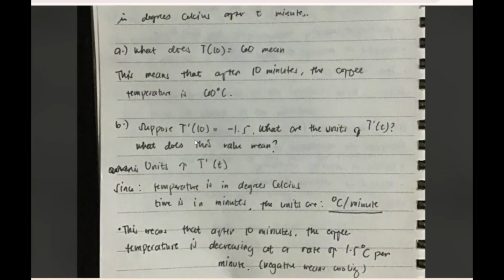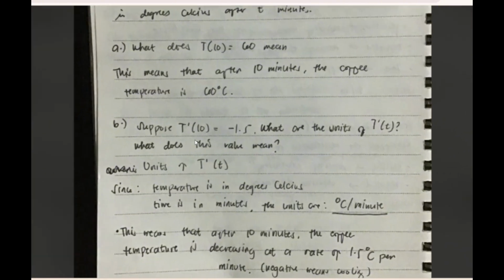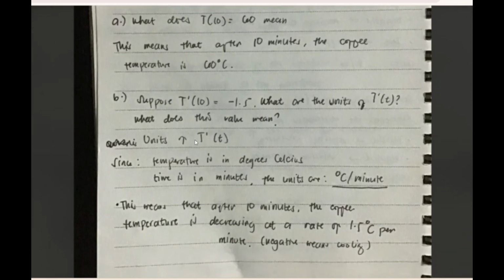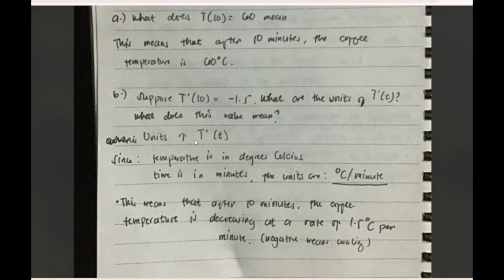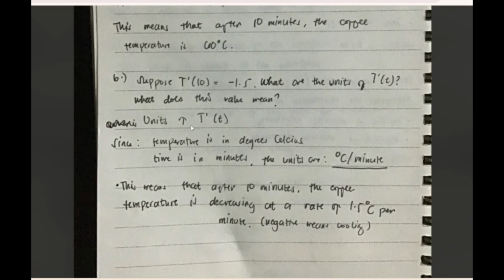Moving on to letter B. Suppose T prime of 10 equals negative 1.5. What are the units of T prime of t, and what does this value mean? For the units of T prime of t: since temperature is in degrees Celsius and time is in minutes, the units are degrees Celsius per minute.